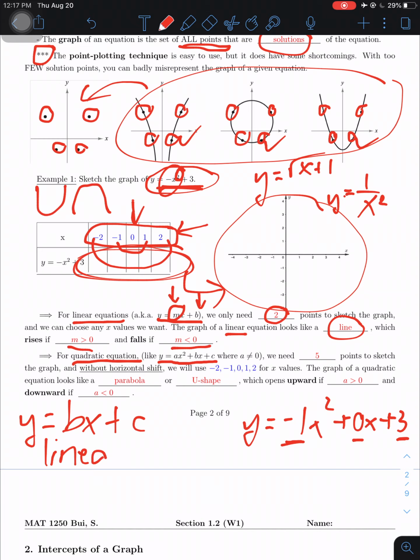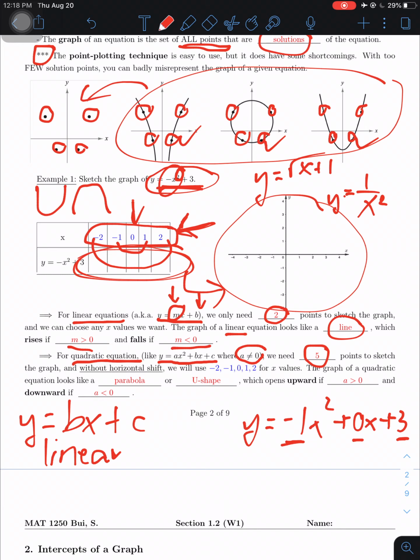It's not quadratic anymore. That's why we have to say from the beginning that a has to be different than 0. Okay? For this kind of equation, we're going to need 5 points. And I would recommend this set of 5 points. The set of x equal to -2, -1, 0, 1, and 2. Okay? Once you get the x values right there, you're going to plug them into the equation to get the y values.